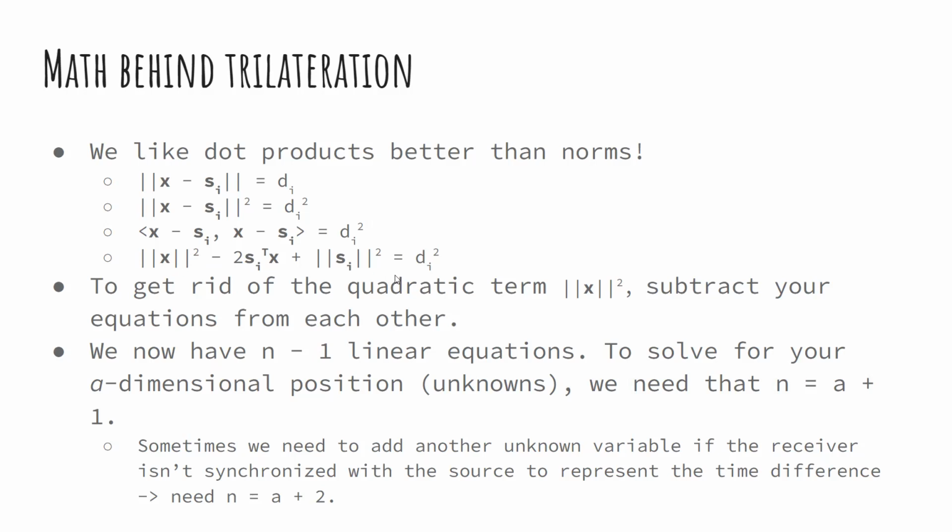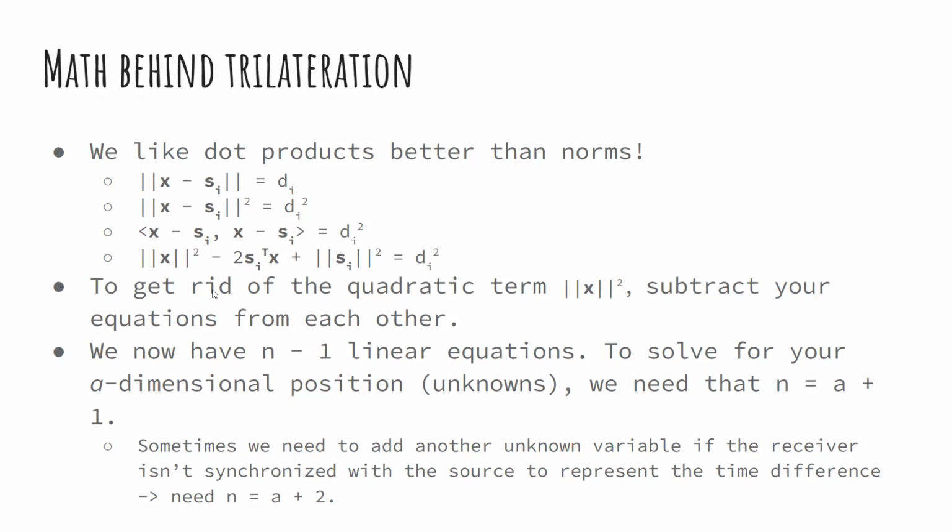From there, we get quadratic terms with x squared. And we don't really like quadratic terms. In this class, we focused a lot of our attention on linear equations. So we want to get it into linear forms. The way we can do that is we can subtract our equations from each other to get rid of the quadratic term, because all of them will share this norm of x squared.